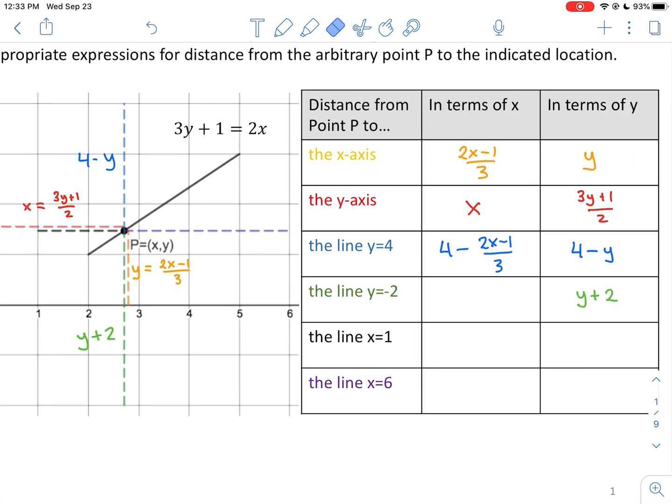Now, in order to express that same length, but in terms of x, all we have to do is replace this y right here with the rule for its function of x. And that's how long the green line segment is in terms of x.